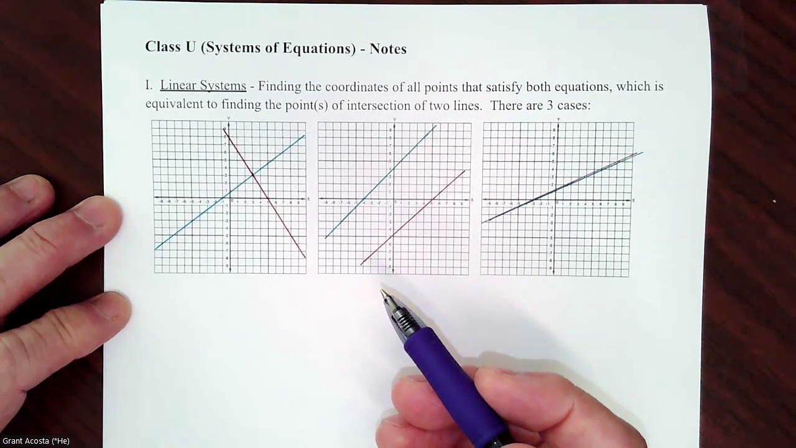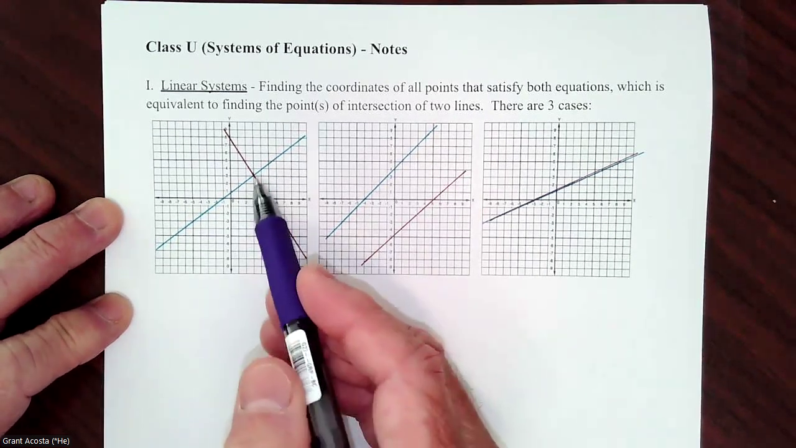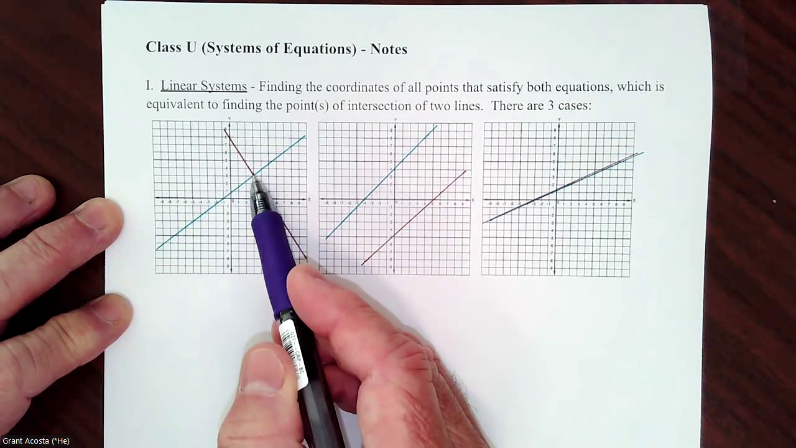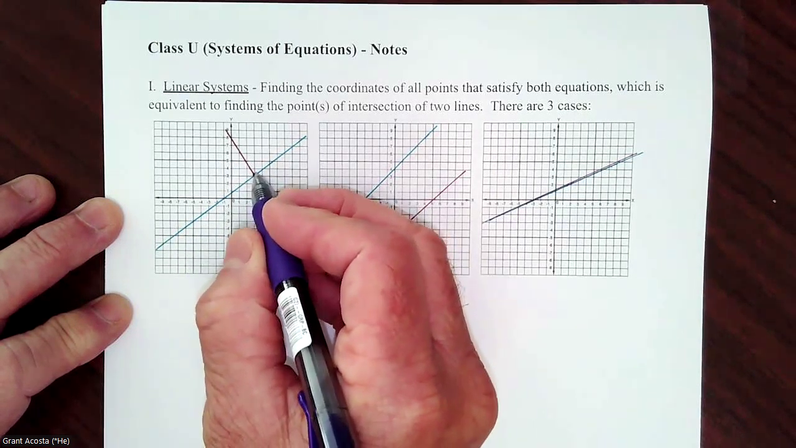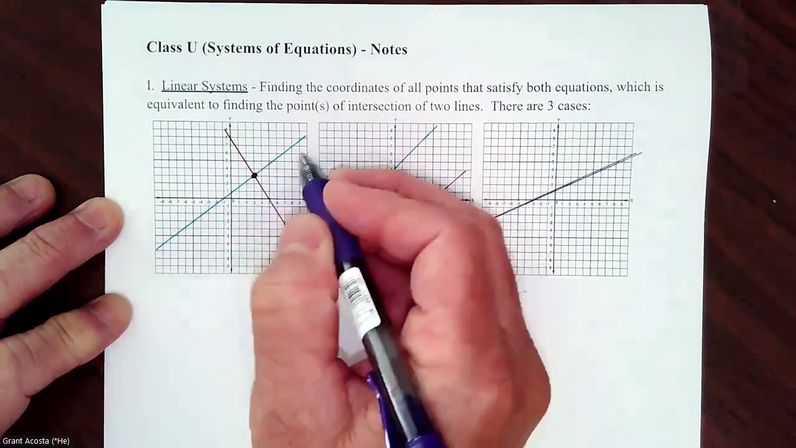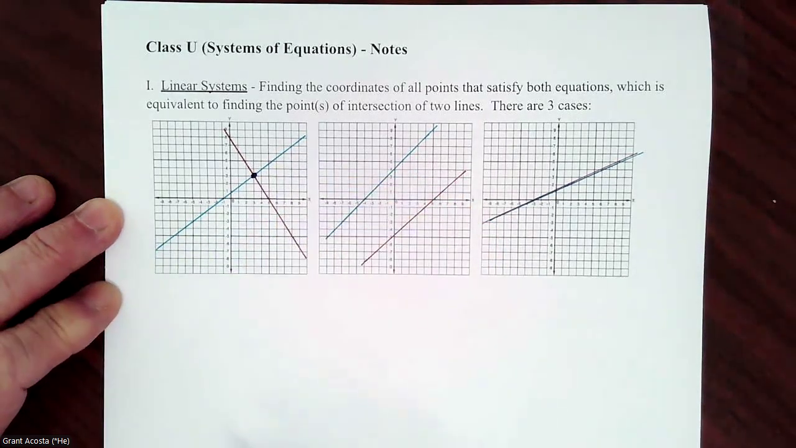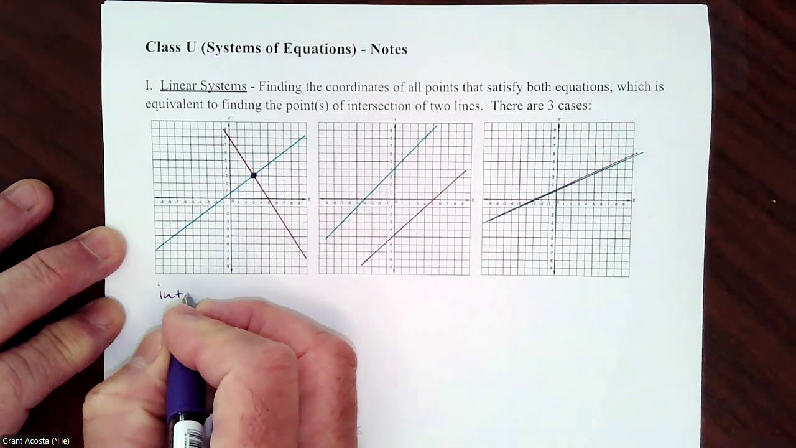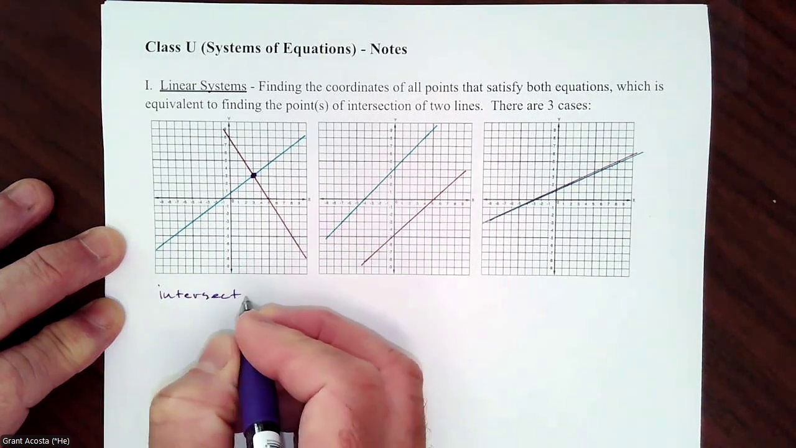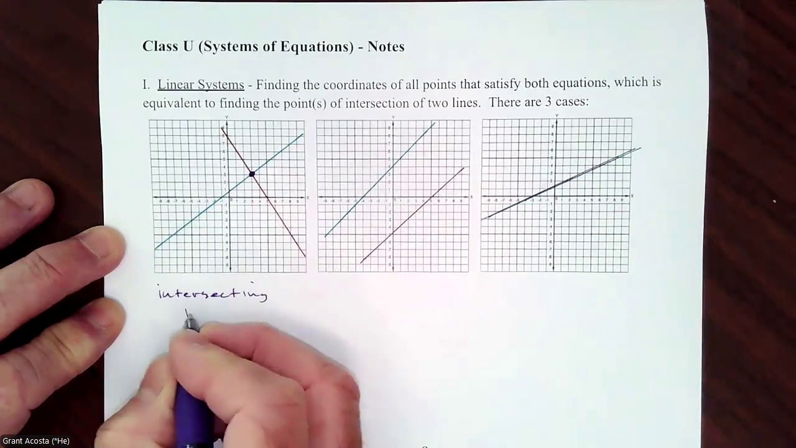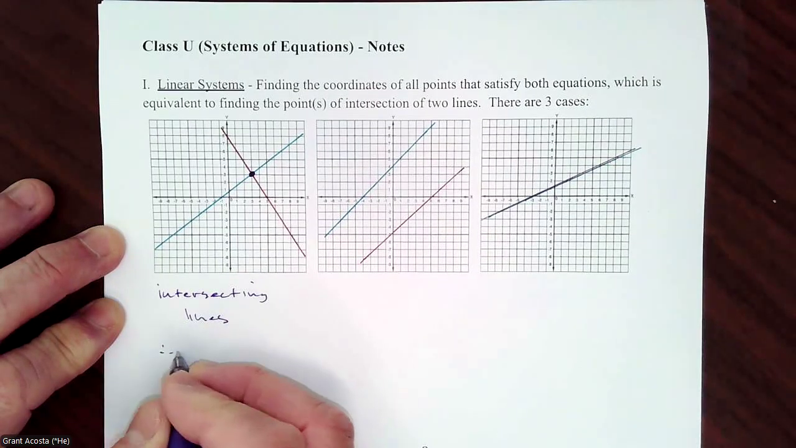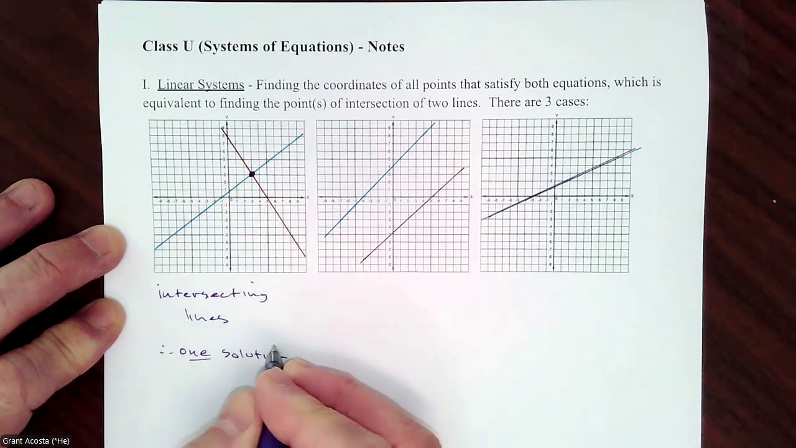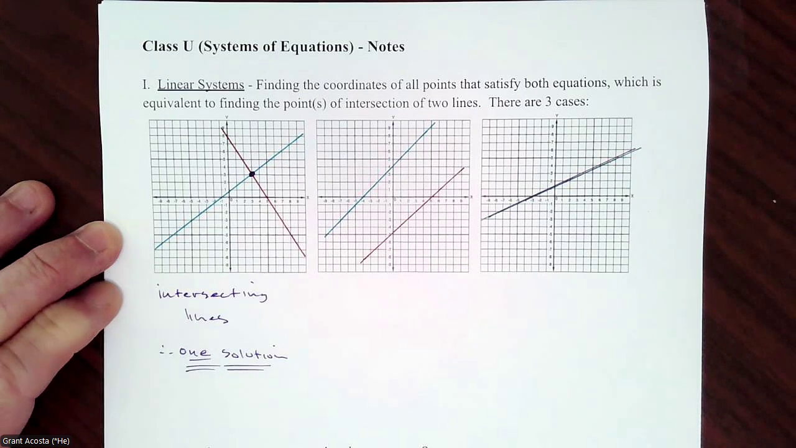And when we talk about lines, there are three cases. Case number one: if I get two equations of lines and they happen to intersect, I'm going to get just one solution. There's no way a line could come back and hit another line twice. So with intersecting lines, we're going to get one solution, only one solution. This is for two lines.